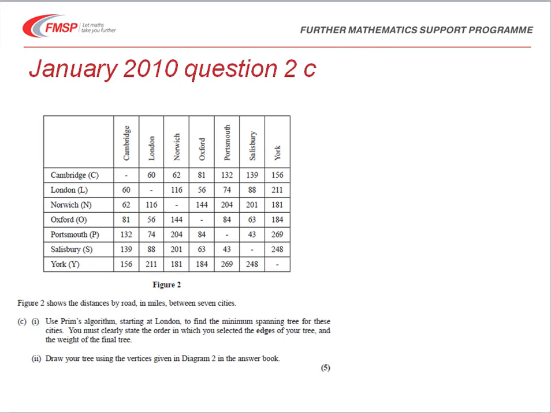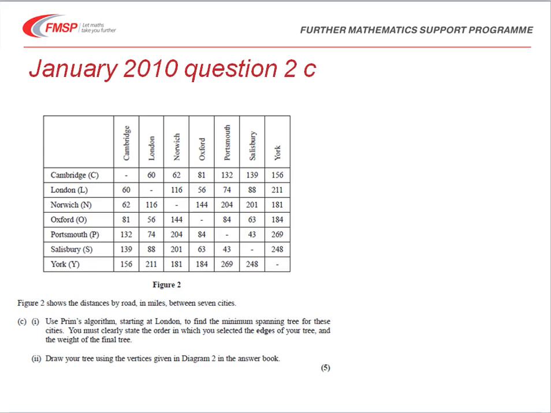Here's a question using a table or matrix. We're asked in this question to use Prim's algorithm starting at London. So we're given this particular point to start at, and that will always be the case when you're using Prim's algorithm, to find the minimum spanning tree for these cities. It says you must clearly state the order in which you select the edges of your tree and the weight of the final tree.